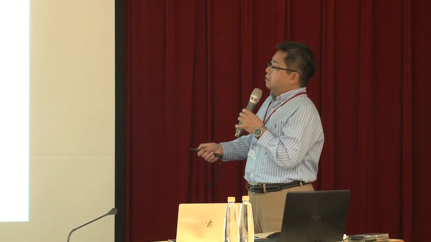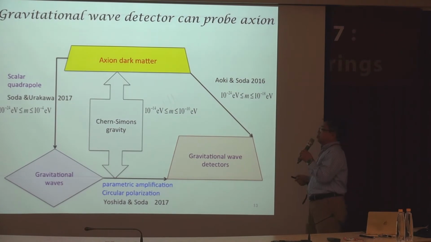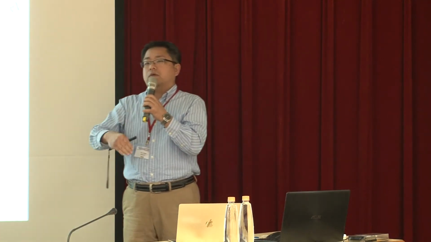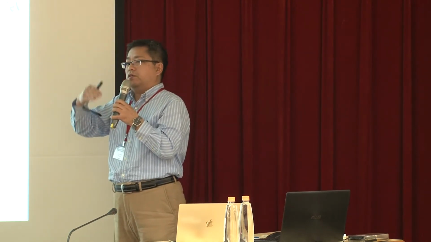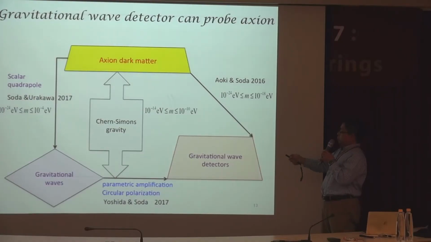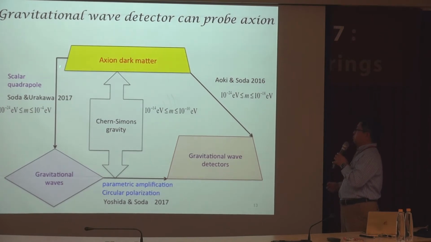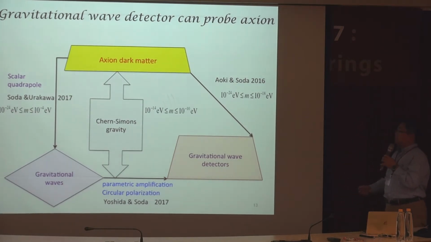And the other one is using the gravitational waves produced by the axion dark matter. Because the axion is oscillating, this causes parametric amplification of the axion itself. Inhomogeneity will be enhanced because of this axion oscillation. Then this axion makes the quadrupole component, and then it produces gravitational waves. And of course, this can be detected with gravitational wave detectors.